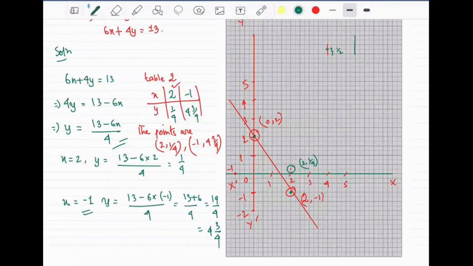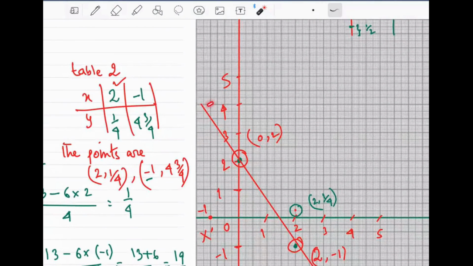What about the other one? The other one is minus 1 comma 4 3 by 4, right? Where is minus 1? On the x-axis, you go negative 1. 4 3 by 4, that is a positive value, so you go up. How much? 4 and 3 quarters. Okay, there is 4 here. 3 quarters will be how much? If I reach here, this is 4. I need 3 quarters more.